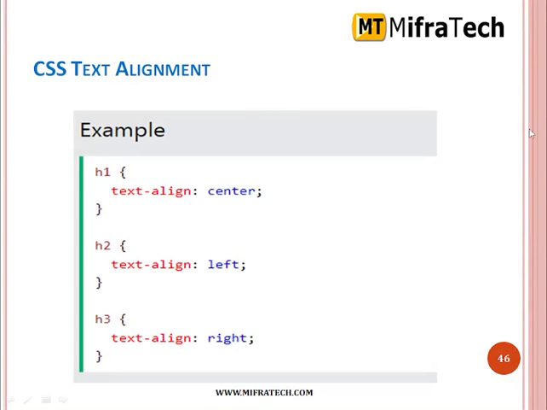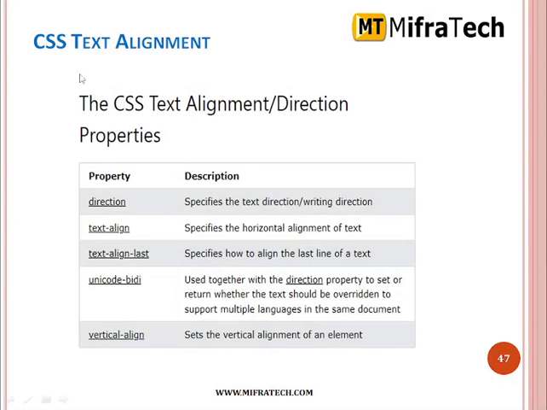Example: the first header is in the center, the second header is on the left, and the third header is on the right. The CSS text alignment and direction properties: direction specifies the text direction, the direction of writing. Text-align specifies the horizontal alignment of text. Text-align-last specifies how to align the last line of a text.